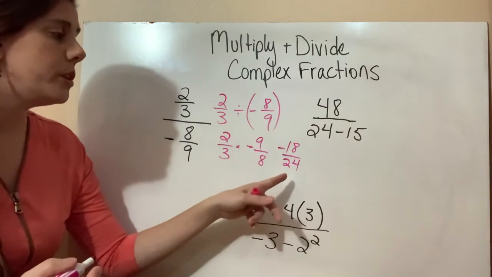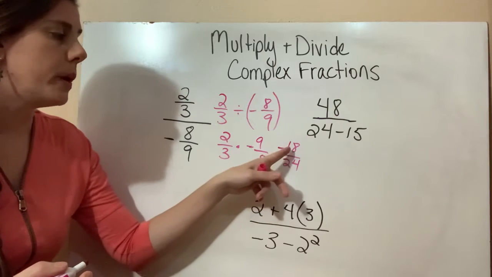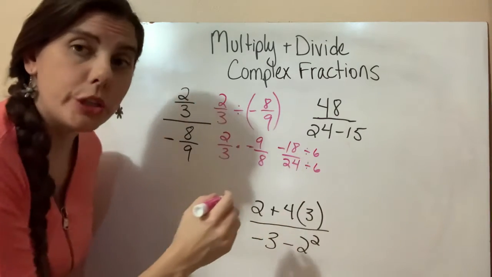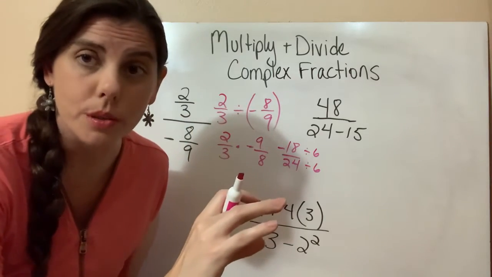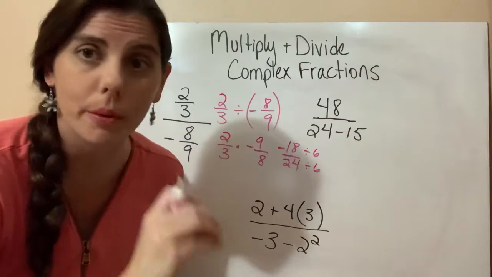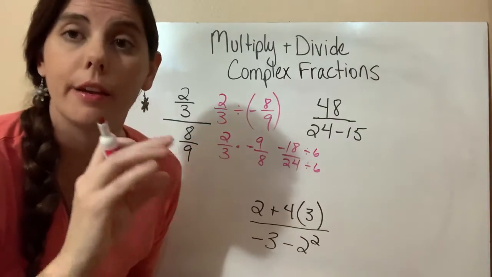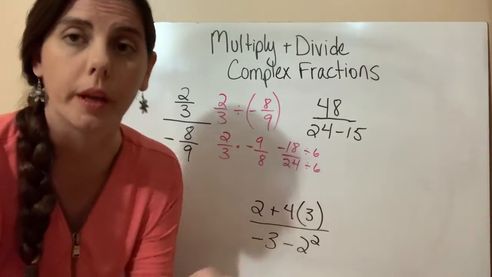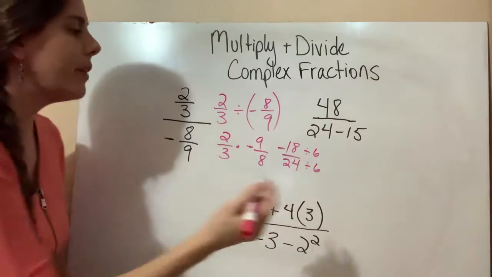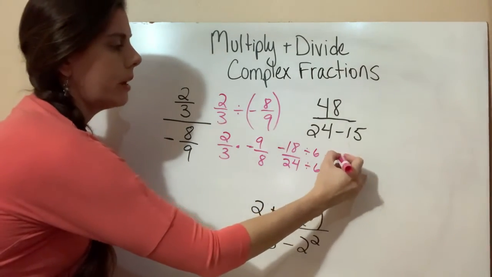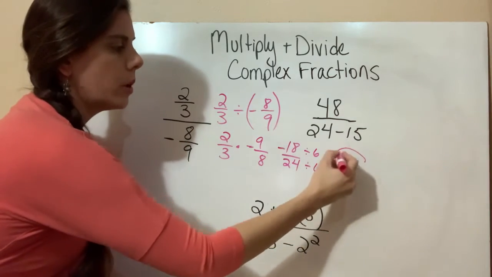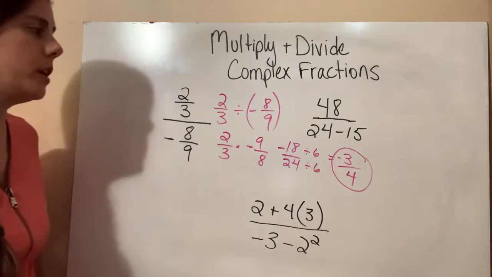And we can reduce that. So we can divide both of those by 6. So again, reducing fractions and putting them in lowest terms is part of solving any operation, or solving any fraction, no matter what operation you're performing. Always reduce at the end, put it in lowest terms. So a -18 divided by 6 will be a -3, and 24 divided by 6 would be a 4. So our answer would be a -3/4.